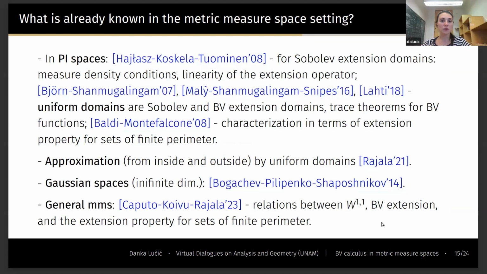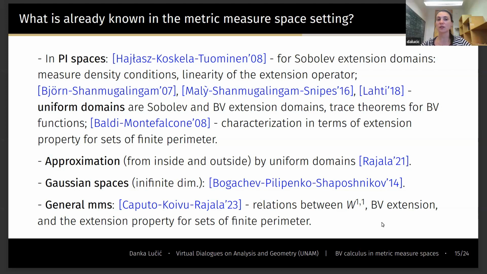So what's already known is in PI spaces, again, Koskela and Tuominen have studied Sobolev extension domains. And again, in PI spaces, we have many good things as in Rn. So there are measure density conditions, linearity of the extension operator. Then it has been also shown by works of Björn, Gallingham, Lahti, and co-authors that uniform domains are Sobolev and BV extension domains also in this setting. And they have done a lot of work also on the trace theorems for BV functions.